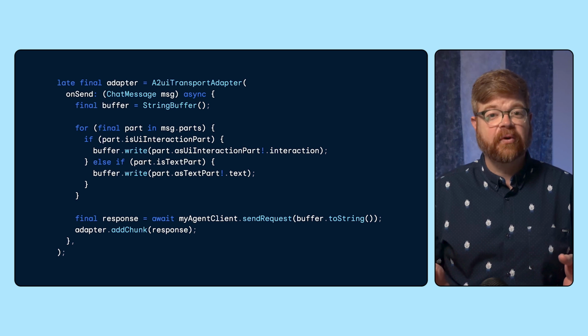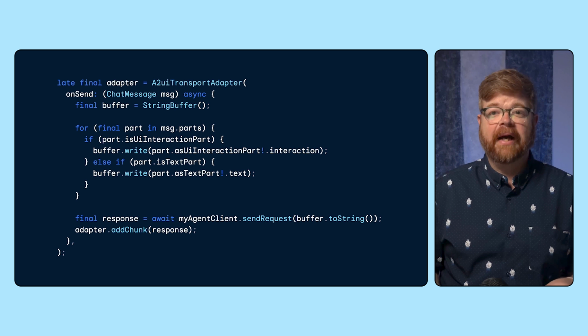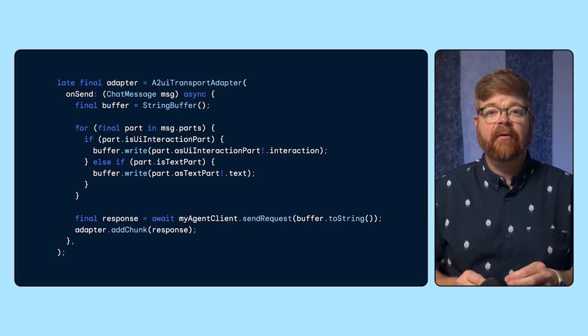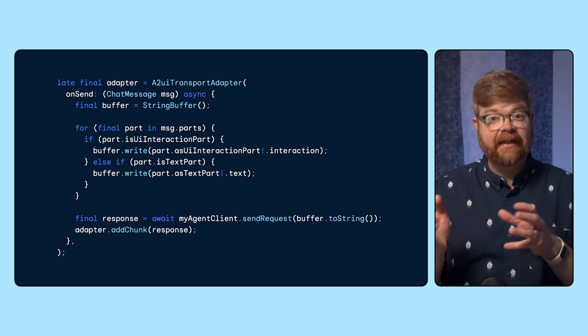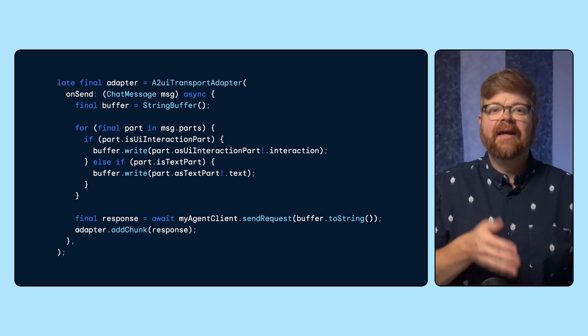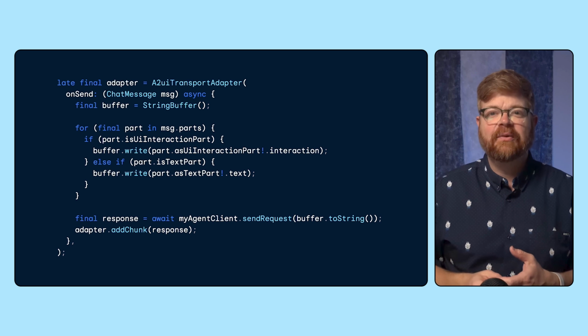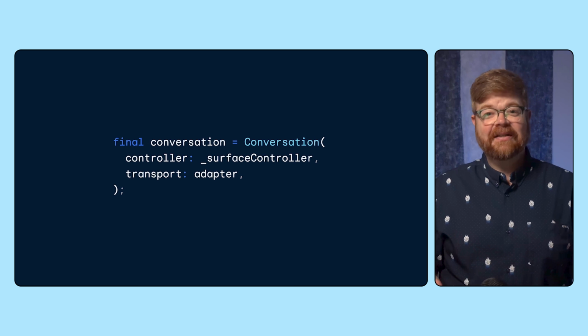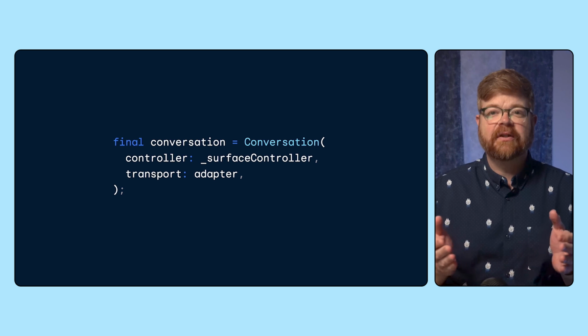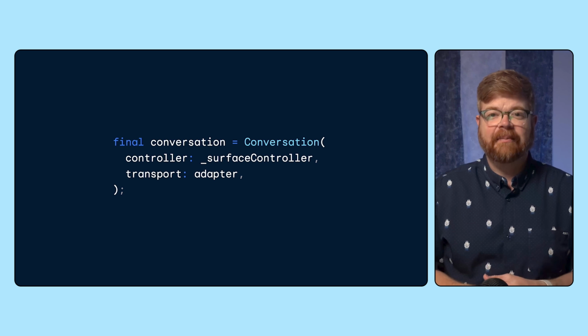Next, you create a transport adapter with an onSend callback that's called whenever the GenUI library needs to send a message to your agent. And it's your app's job to take that message, send it to your agent, and then feed the response back into the GenUI library using the adapter's addChunk method. Once that's done, you can create a conversation with the surface controller and transport adapter.